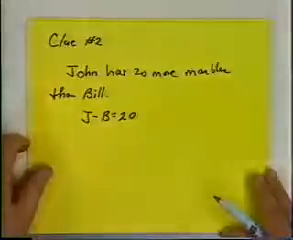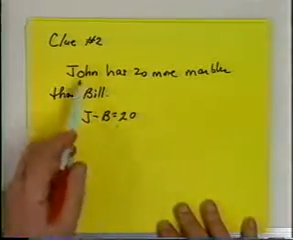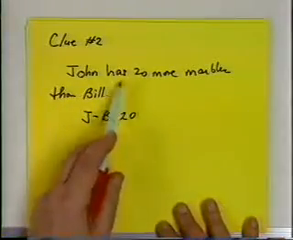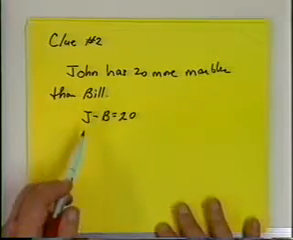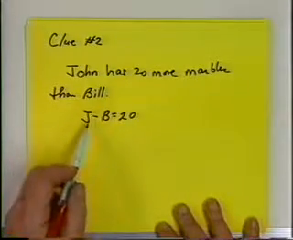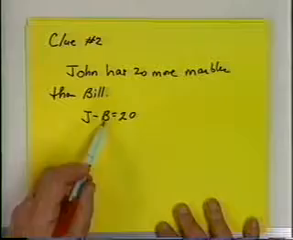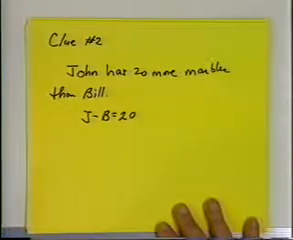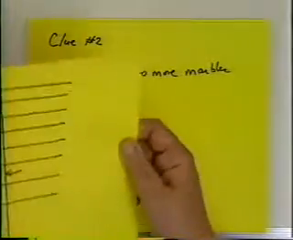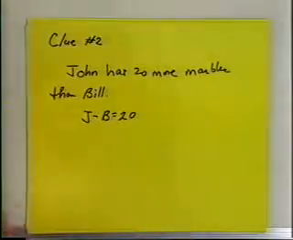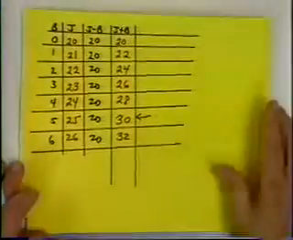See, instead of using the fact that the total was 30, let's use the clue that John has 20 more marbles than Bill. In other words, what we're going to start with is that if I take John's amount and subtract Bill's amount, the answer is going to be 20. Now let's see how the chart looks in that case. I got 2 pieces of paper stuck together here. Let's get them unstuck.